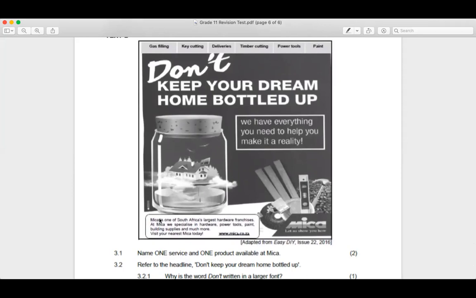It says here, Micah, or Mika, whichever way you want to pronounce it, but I think it's Micah, is one of South Africa's largest hardware franchises. At Micah, we specialize in hardware, power tools, paint, building supplies, and much more. Visit your nearest Micah today, www.micah.co.za. You've got these tools here, I think a drill, and a hammer as well. And you've got their logo here. It says, "Micah, let us show you how."